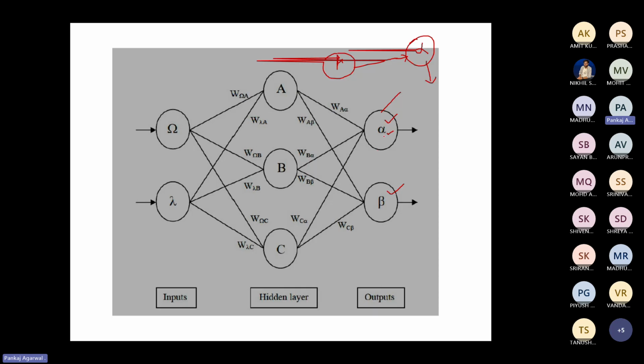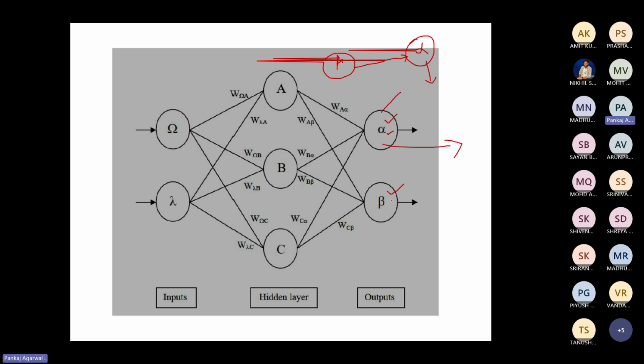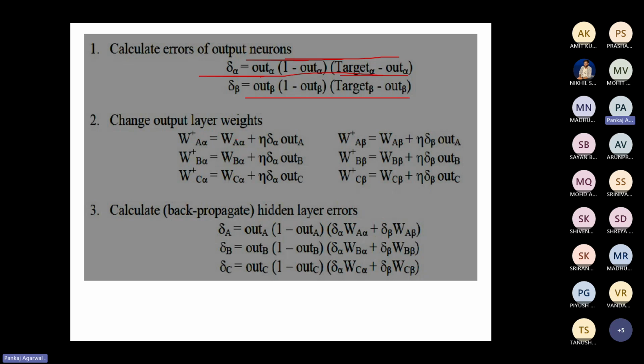And there's another term. What was the target value at alpha? And what is the output at alpha? So the next term is the target at alpha minus the output. So this is a formula based approach, right? So I first calculate the errors at alpha and beta. Now these errors, I would call them, suppose, error 1 and error 2. Now I would use these errors to update these weights, right?